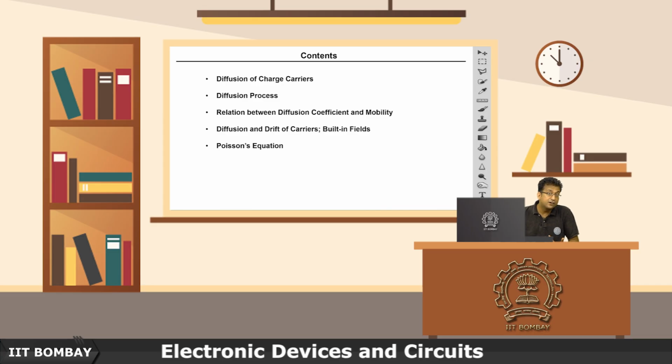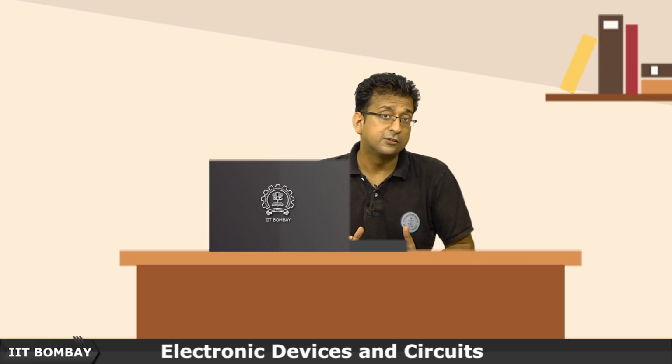Just like in the drift current, we introduced the concept of mobility, the ease with which these charge carriers can move in the semiconductors, similarly, a diffusion coefficient decides the easiness with which these charge carriers can move in the semiconductor. This basically forms the diffusion current. So we'll talk about the total current in the semiconductor, diffusion and drift.